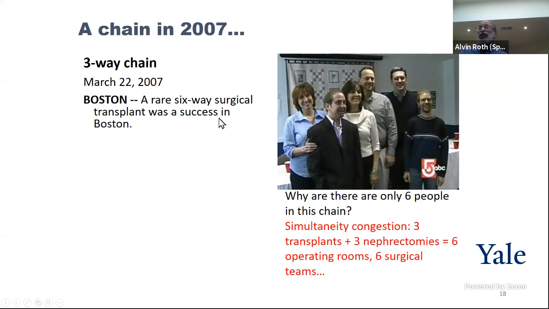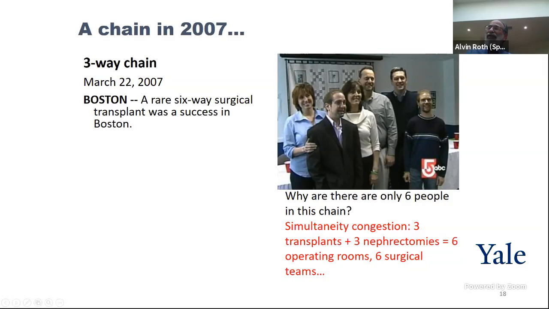And one question is, how come there are only six people in the picture? And the answer is because we had figured out by that time how to do three-way cycles. So we could muster six operating rooms at a time. And if you want to do it simultaneously, you need six operating rooms. And that's the story here. These represent the three transplants and three nephrectomies that go on for that three-way chain.